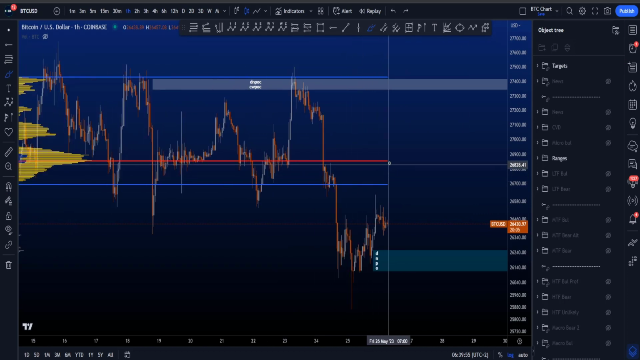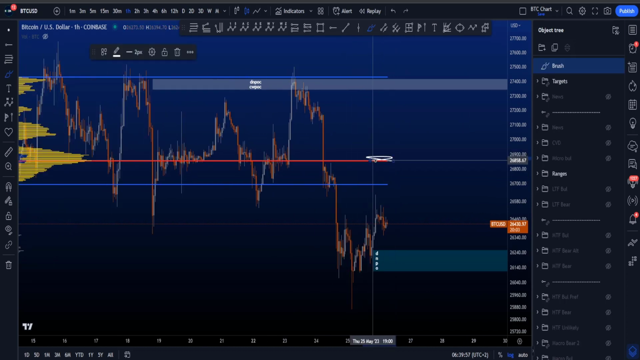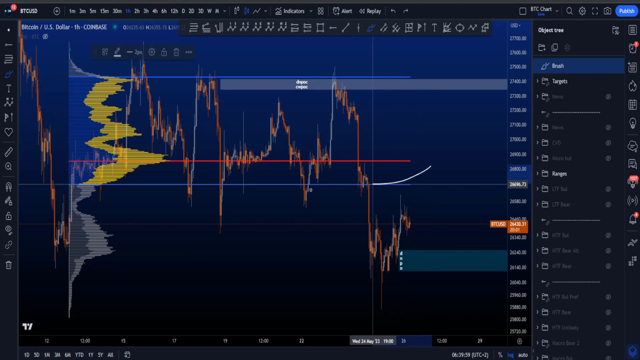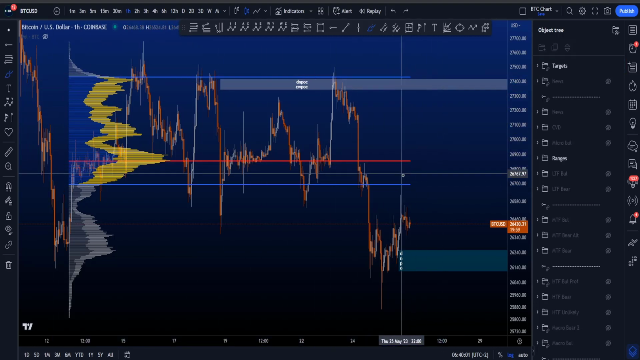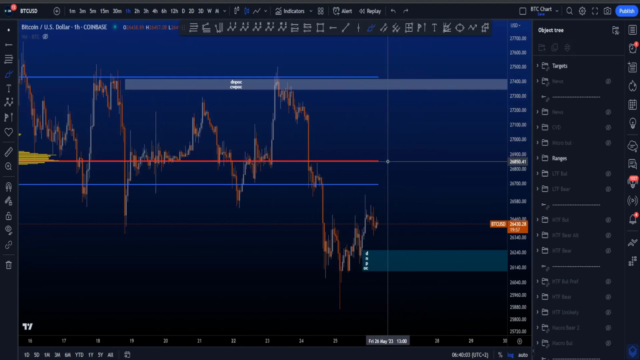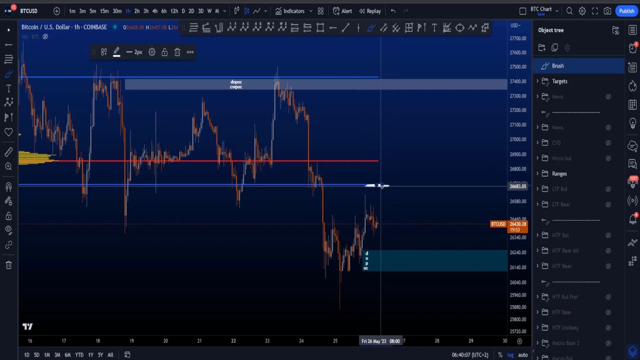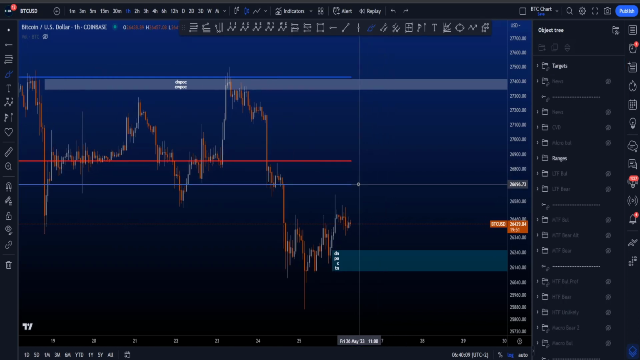Another important resistance we should not forget is the point of control of this range, which is the place where the most volume has been traded in this range, at about 26,850. But it would be a good sign to at least take the value area low. For now, of course, the value area low at 26.7k is going to be acting as resistance.